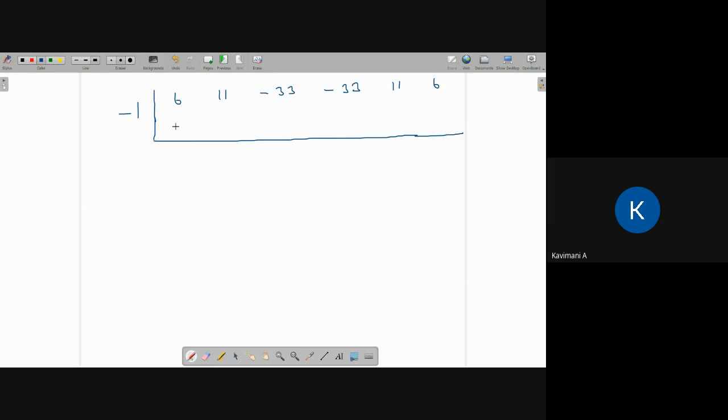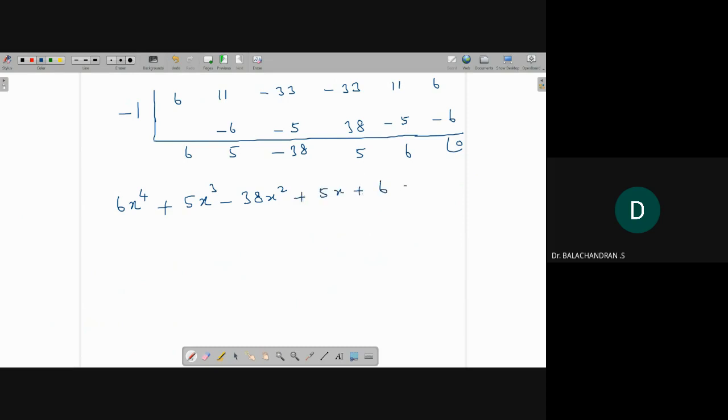Okay, and then write here 6, minus 6, 5, minus 5, add minus 38 plus 38, 5 minus 5, 6 minus 6, 0. And hence we have the equation 6x power 4 plus 5x cube minus 38x square plus 5x plus 6 is equal to 0.